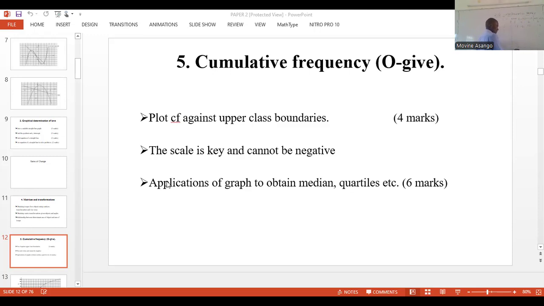The first one, this student can just write here 0, here 10, 20, 30, 40, 50. That will be okay. And because we know we are plotting the upper class boundaries, you have identified that here, the upper class boundary is 9.5, here is 19.5, here is 29.5, 39.5, and then 49.5 there.